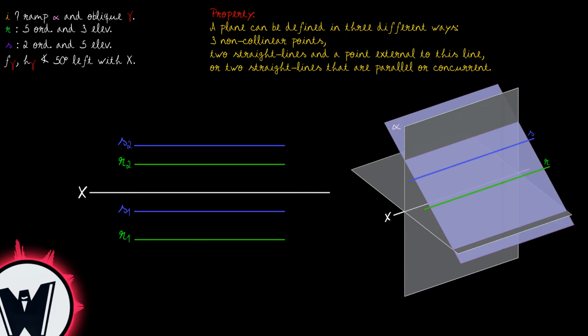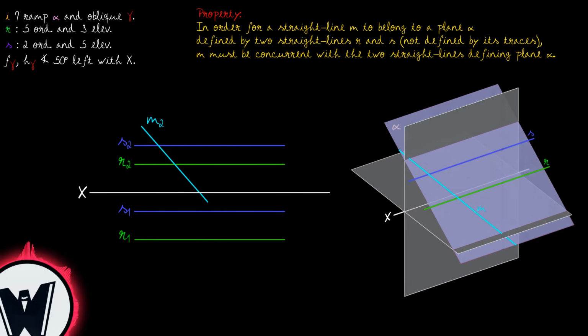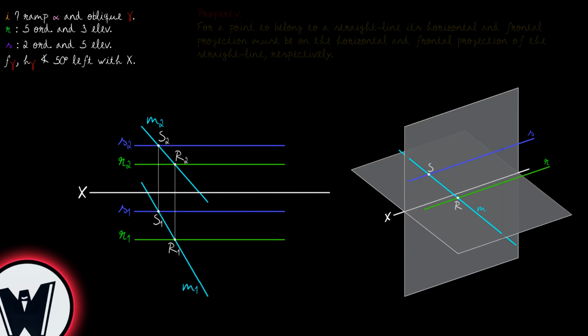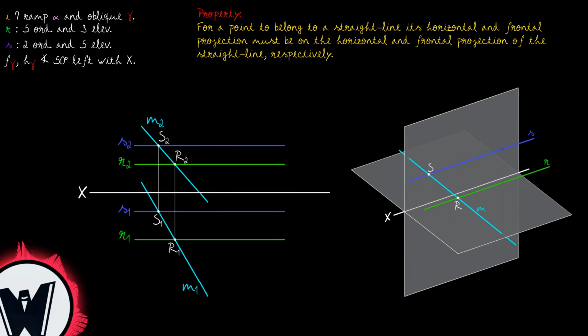Thus, we need a third auxiliary line that must also belong to plane alpha. In 3D, we can easily see that plane alpha is a ramp plane, also stated in the data, and then a suitable auxiliary line can be an oblique one. In order for this auxiliary line to belong to plane alpha, it must be concurrent with its lines, in this case R or S. Thus, we pass an arbitrary oblique line M concurrent with R and S at points R and S. Note that given the nature of the ramp plane, this auxiliary line can be represented anywhere.